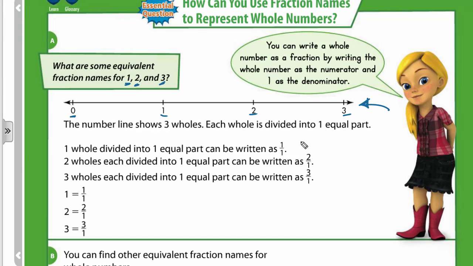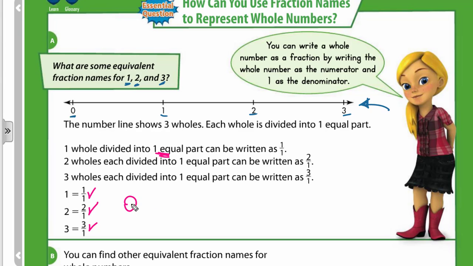The first thing that we will start with is writing them as a fraction. The whole one is one whole divided into one equal part. So if we divide the one whole in one equal part, it's already 1. So we can write it 1 over 1. So the whole 1 can be written 1 over 1. The whole 2 can be written 2 over 1. The whole 3 also can be written 3 over 1.